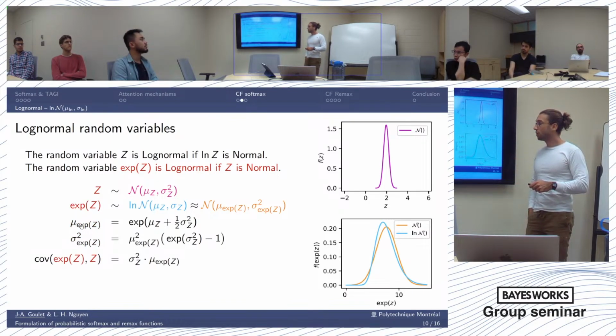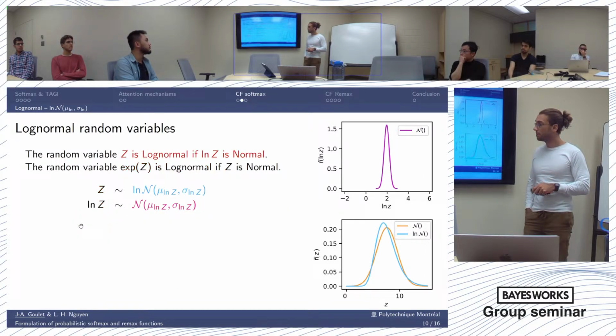Then, because we're going to need that to learn, we might need the covariance between exponential of z and z. We have a closed form solution here. And this is it for the first part. Then we're going to look at the reverse story.